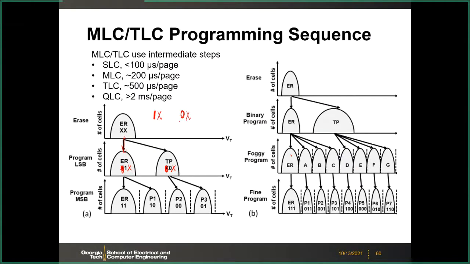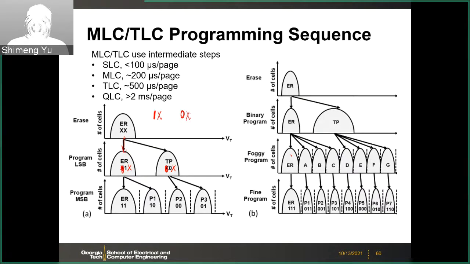If it's 0x, we don't care about the second bit. Then for those data, you need to program into some intermediate step. So this is the intermediate distribution. And in the second step, we fine-tune those distributions. For 0x, we need to look at what the x is. If x is 1, then we further program to this final distribution. If it's 0, then program to here. Similarly, for the 1x intermediate step, we look at what the x is, then program to the final distribution.